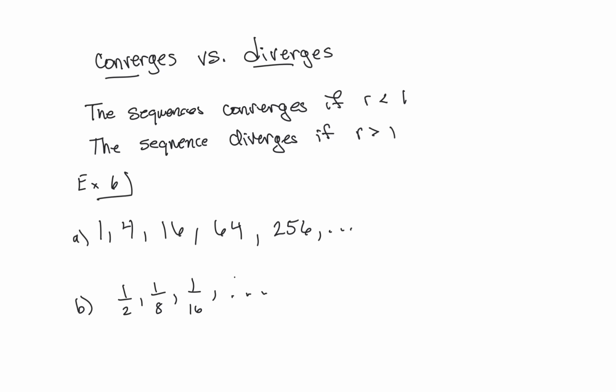So the short way you handle a question like this is you want to find your R value. If we do 256 divided by 64, that tells us that's 4. If we do 64 divided by 16, that's 4, right? So my R here is 4. And because this value is larger than 1, we would say this diverges.